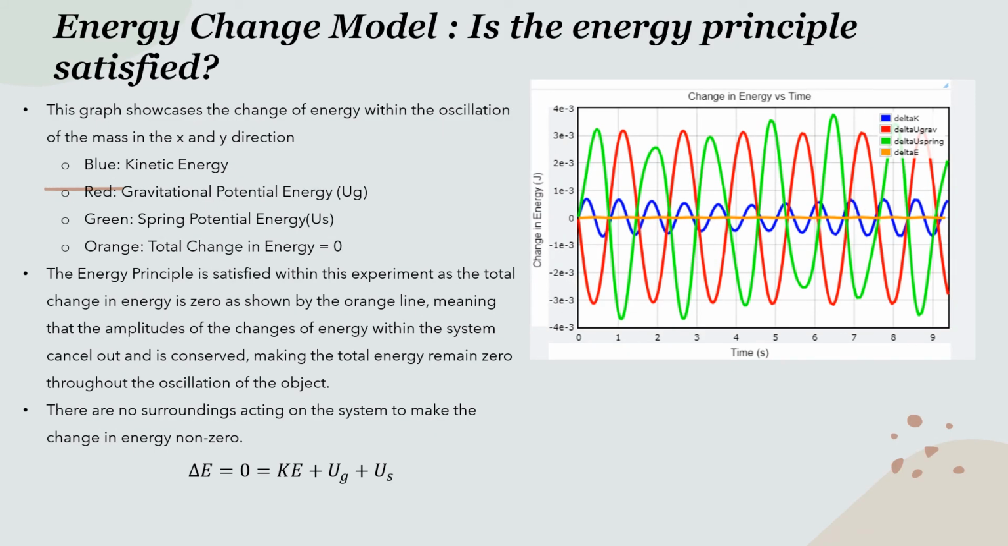Is the energy principle satisfied? This graph showcases the change in energy within the oscillation of mass in the x and y direction, where the blue represents kinetic energy, the red represents gravitational potential energy, the green curve represents spring potential energy, and the orange curve represents the total change in energy, which is zero.